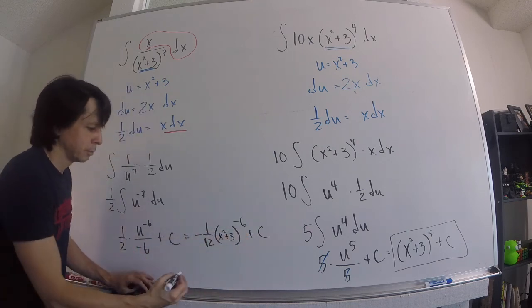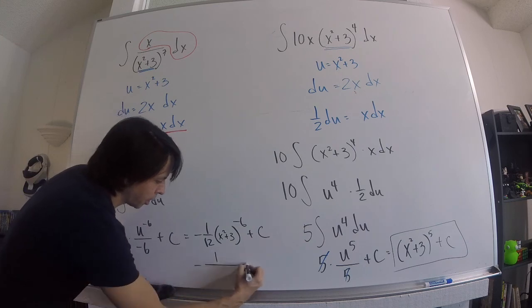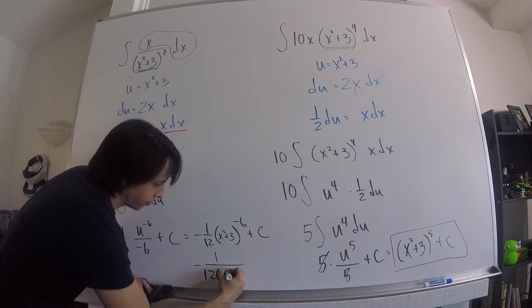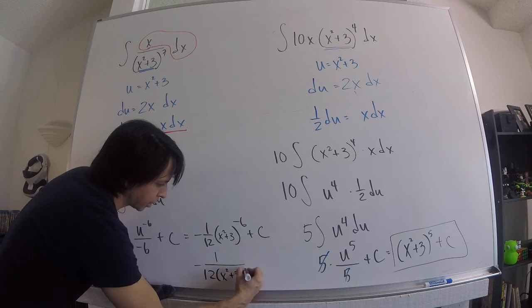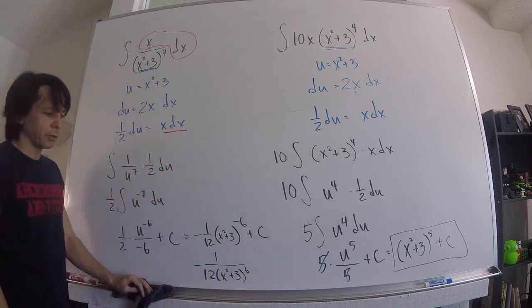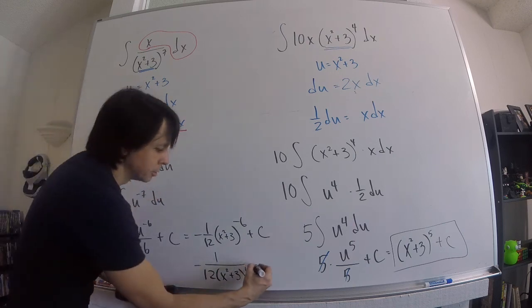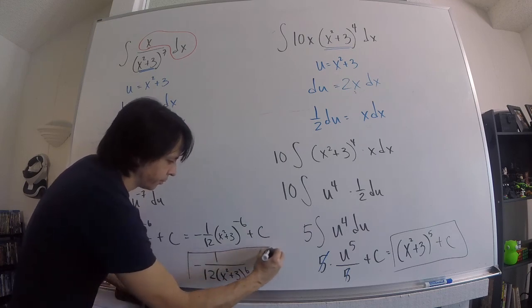And that's fine, but if you want, you could also move everything to the bottom. X squared plus 3 to the -6 power is like x squared plus 3 to the 6 in the denominator next to the 12. So either one of these is good.